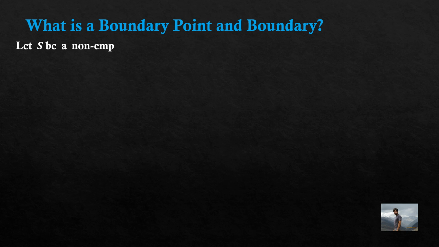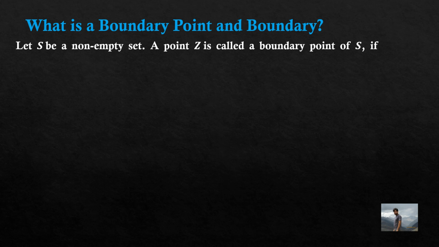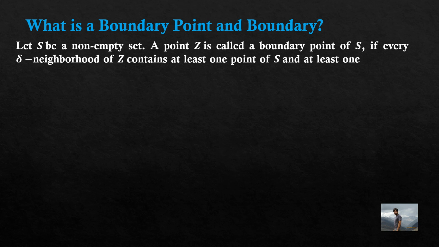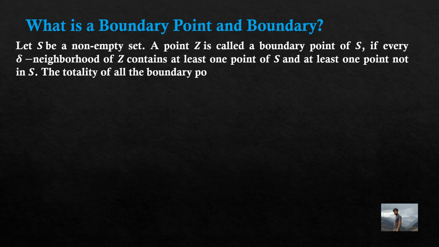Let capital S be a non-empty set. A point Z is called a boundary point of capital S if every delta neighborhood of Z contains at least one point of capital S and at least one point not in S. The totality of all the boundary points define the boundary of capital S.